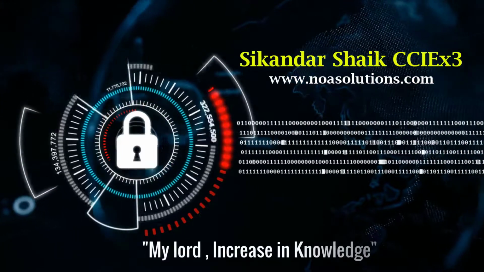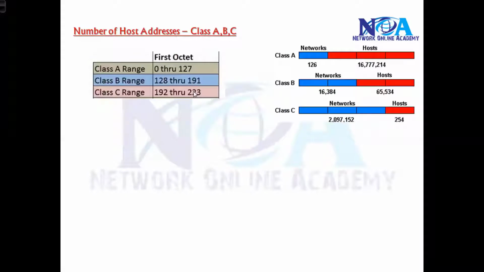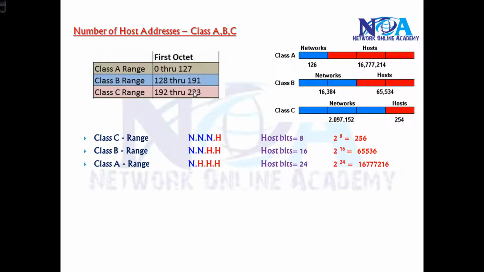Rabbi zidni ilma. So the main reason of giving this, if you try to see here, is different networks and different portions so that we can get different network sizes. Now why did they divide classes? Mainly they divided them into classes so that we can have a different range of networks.